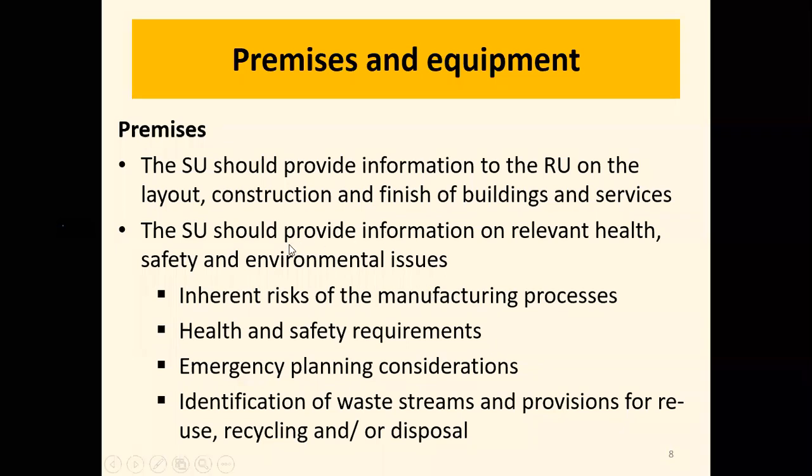Then the SU should provide information on relevant health, safety, and environmental issues. Some issues are the inherent risk of the manufacturing process, that is, reactive chemical hazards, some exposure limits if they are having some UV lights, then fire and explosion risk if they are using some hazardous chemicals. Inherent risk of the manufacturing process means what risk can arise during manufacturing, and they have to list it.